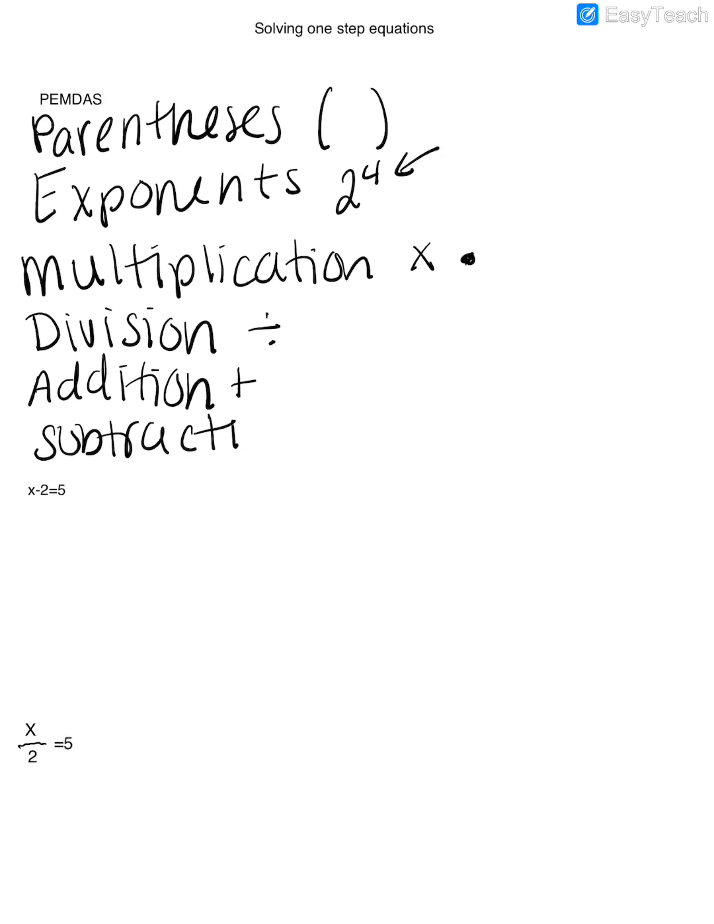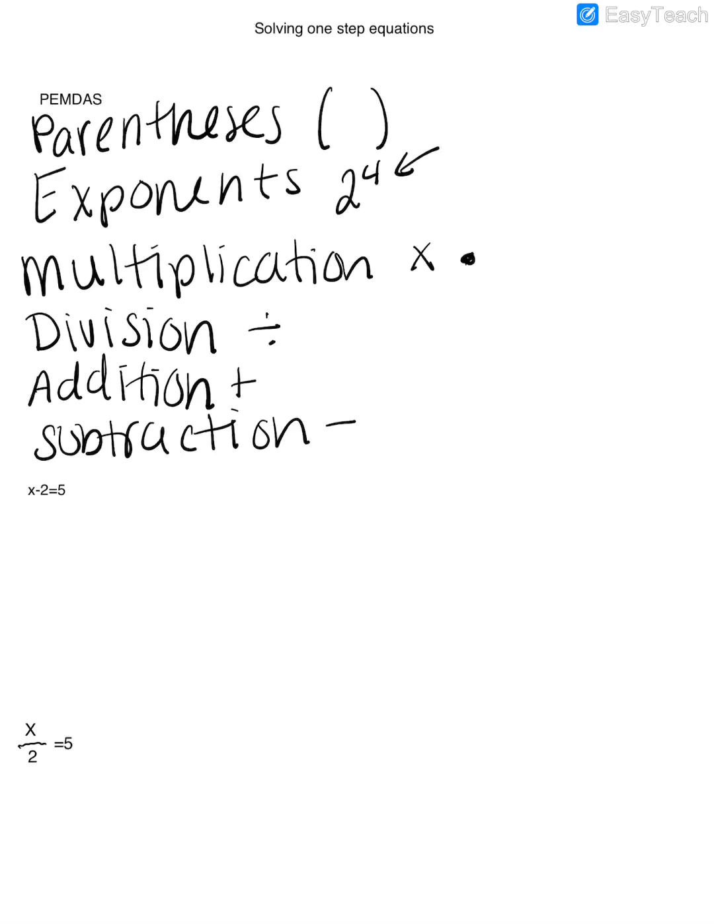And this will help us as we work through solving one-step and two-step equations. So these are the order of operations. So we always do our parentheses first, and then our exponents, and then our multiplication, then division, then addition, then subtraction. Okay? So let's take a look at the first problem here.